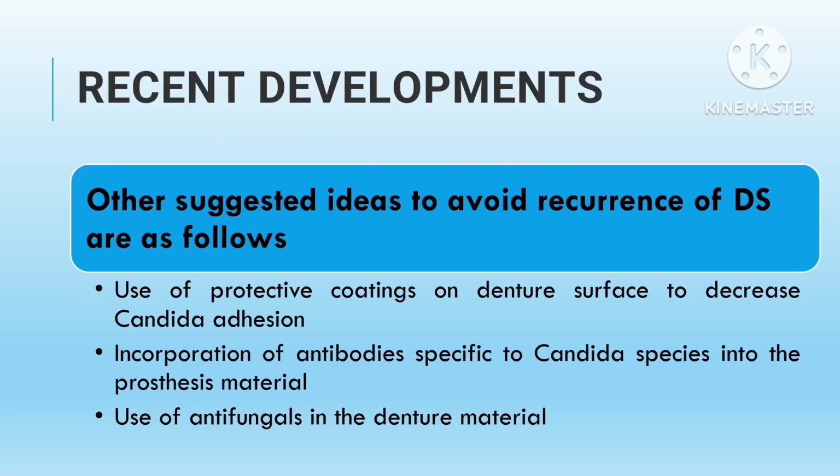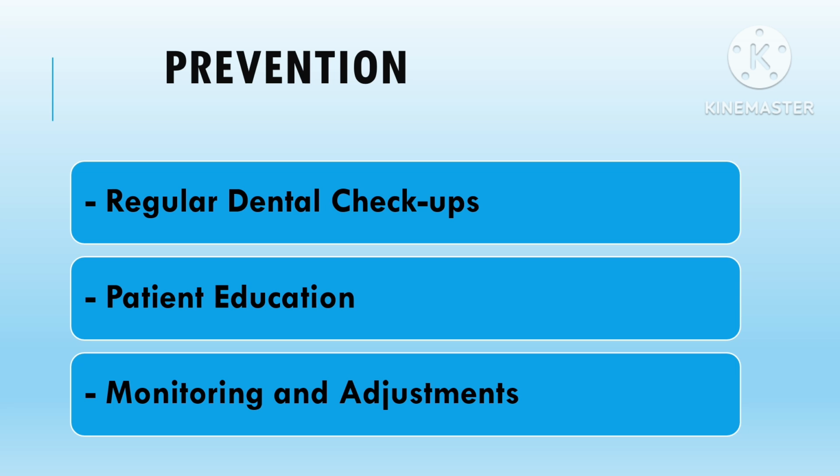Some of the recent developments in order to avoid the recurrence of denture stomatitis are as follows: the use of protective coatings on the denture surface to decrease candidal adhesion, incorporation of antibodies specific to candidal species into prosthetic material, and use of antifungals in the denture material. Regular dental checkups and patient education on proper dental hygiene and care can significantly reduce the incidence of denture stomatitis. Along with all this, monitoring and adjustments on a regular basis and maintenance of dentures is very essential for preventing complications.